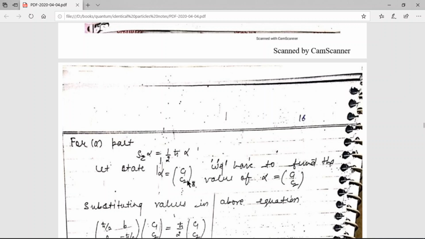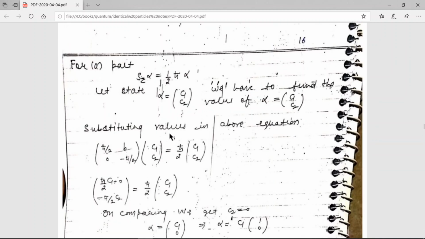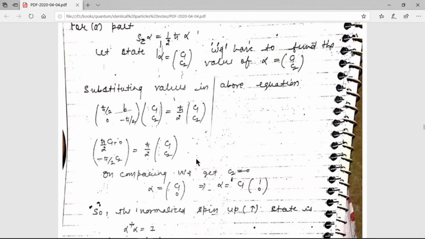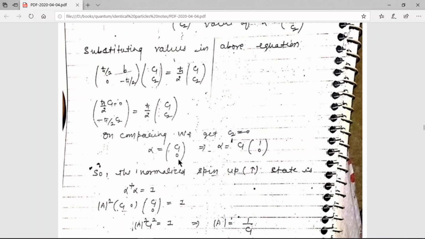Now state alpha is given by a column matrix. We know that a ket state is given by a column matrix, where alpha is the column matrix C1, C2. Now substituting the values of Sz and alpha in this equation, we have h cross by 2, 0, 0, minus h cross by 2, times the column matrix C1 C2, equal to h cross by 2 times C1 C2. By solving this equation, we get alpha equal to the column matrix C1, 0.